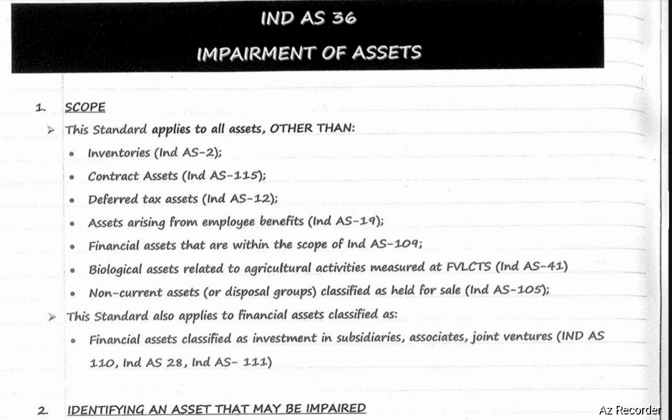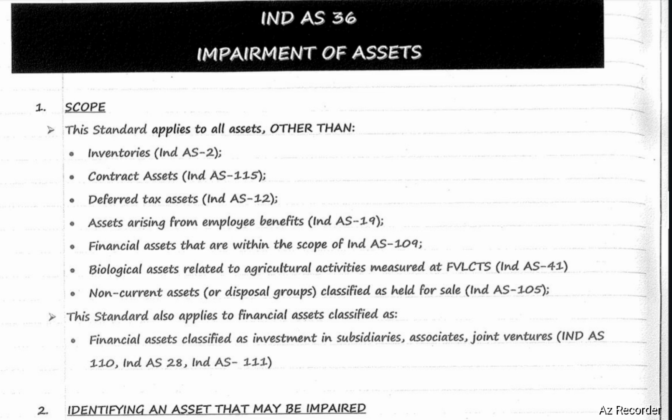Assets arising from employee benefits. For employee benefits, Ind AS 19 is applicable. Financial assets that are within the scope of Ind AS 109. Biological assets relating to agriculture activities measured at fair value less cost to sell. For that, Ind AS 41 is applicable.